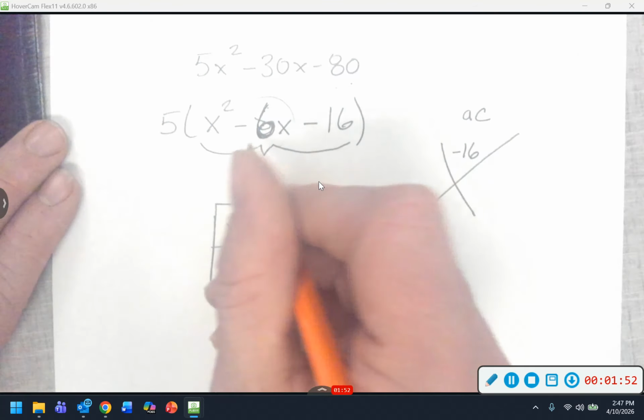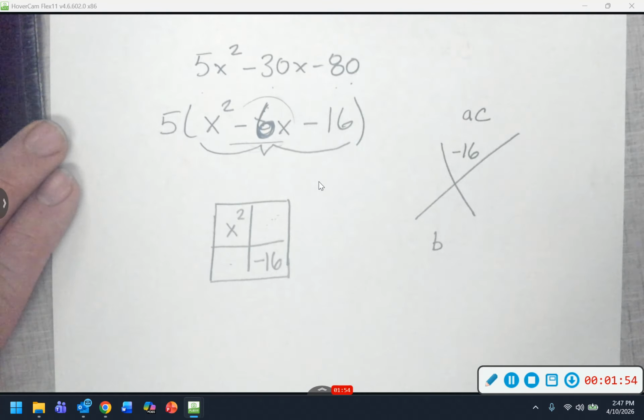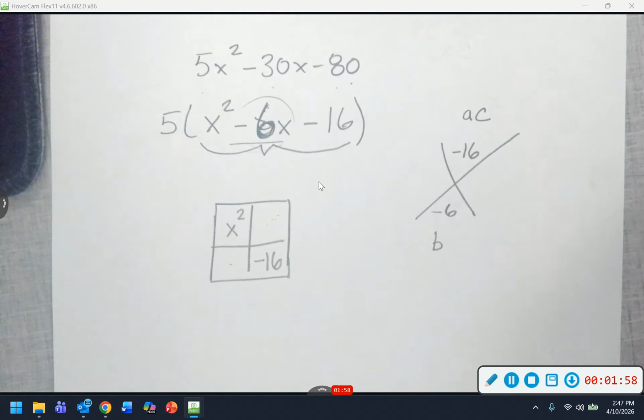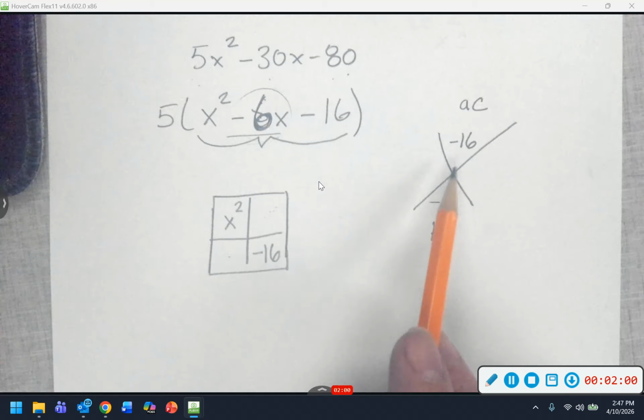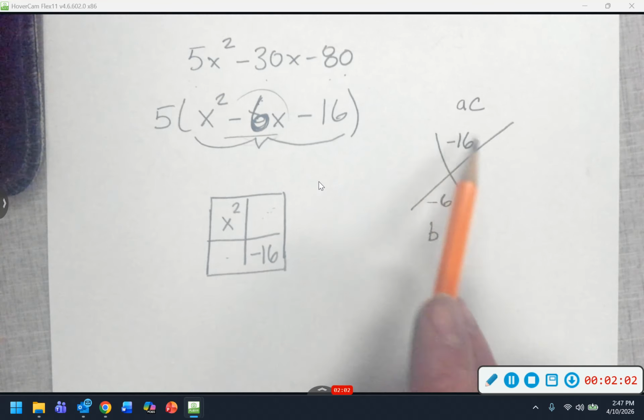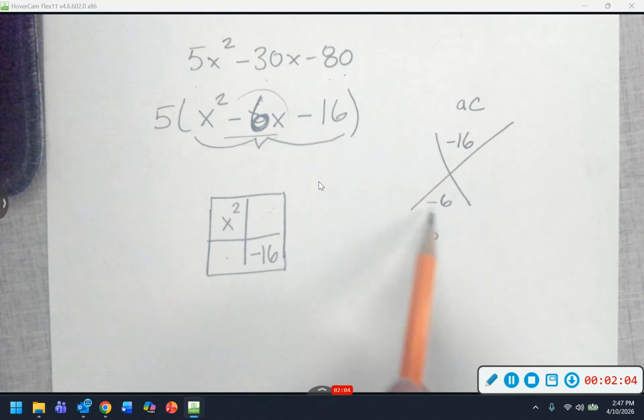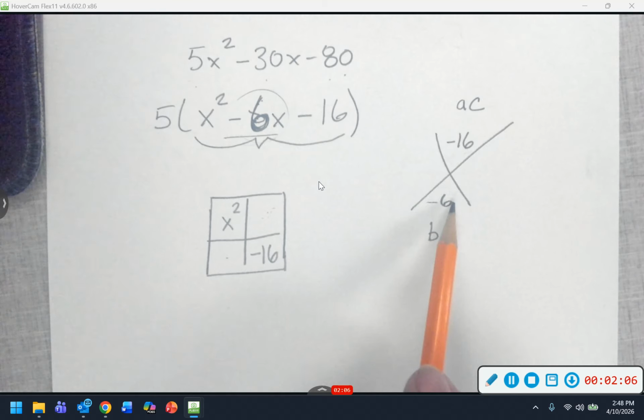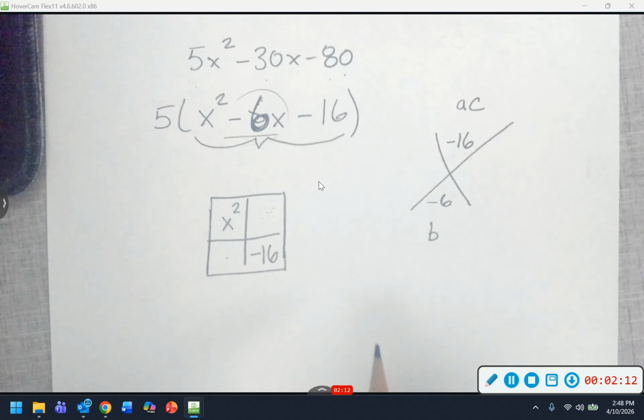At the bottom, we look at the b value, the number in front of x. In this case, negative 6. Our goal, once we've done that, is to think, what two numbers multiply to make negative 16, but add to make negative 6? So this is often the hardest part about factoring, or at least where people start to get stuck. So maybe take a moment, pause, and see if you can figure out those two numbers on your own.